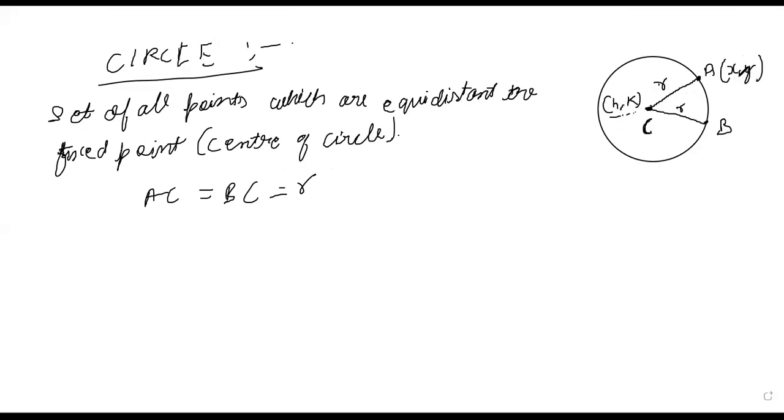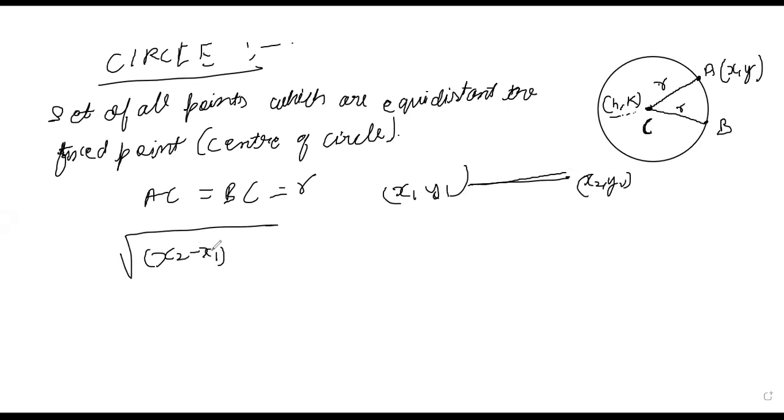Do you know the distance formula? If we take x1, y1 and another point x2, y2, can we find the distance between these 2 points? Can you recall the formula? Under root, x2 minus x1 whole square plus y2 minus y1 whole square. Similarly, we will derive the equation of circle with this formula.